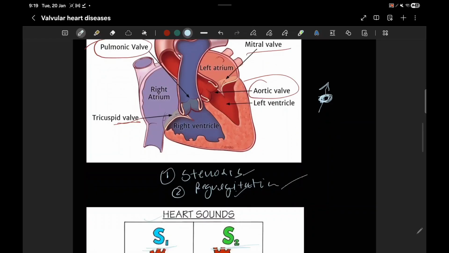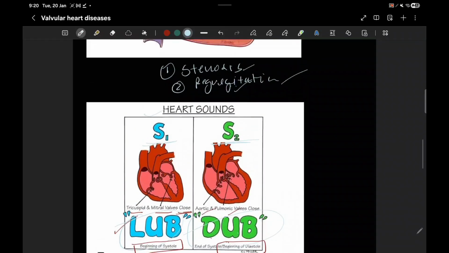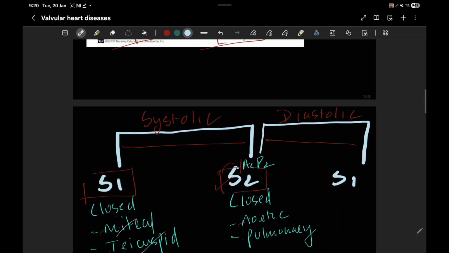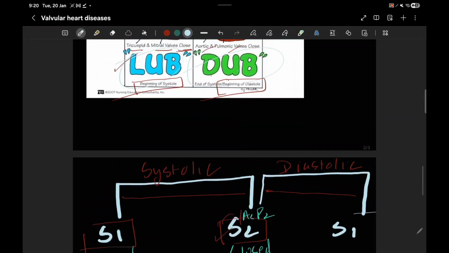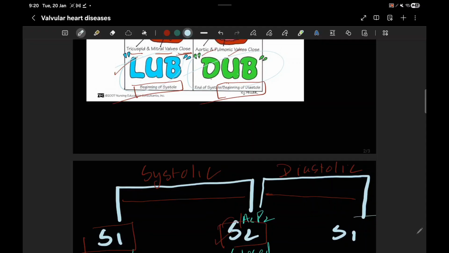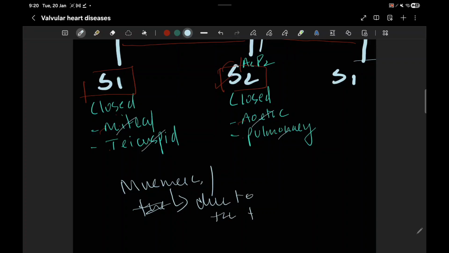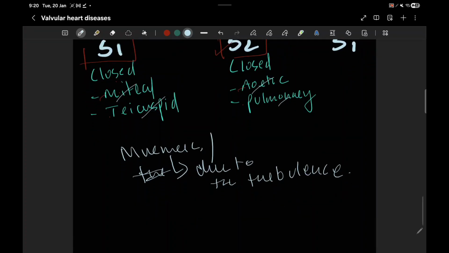Okay, so like we discussed earlier, at the end of the systole, your mitral and tricuspid has to close. And at the end of the diastole, your aortic and pulmonic closes. So if it doesn't close properly, what happens? It will produce turbulence, or murmur, due to the turbulence.